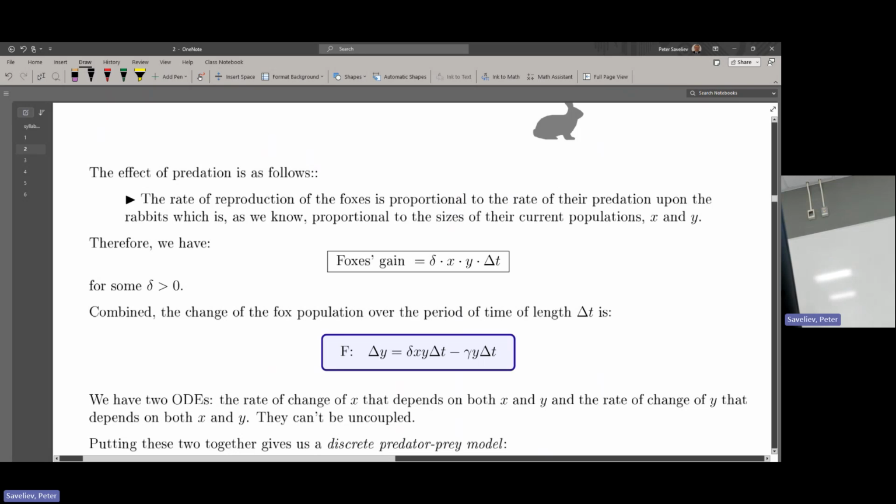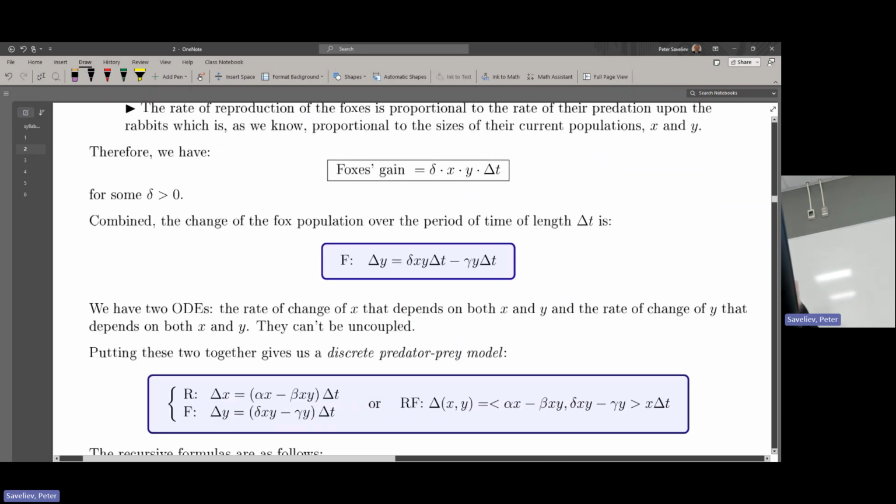Rabbits are eaten by foxes, and the more foxes, the more rabbits are eaten, and so it goes back and forth. It cannot be eliminated unless, from the beginning, you assume that there are no foxes or there are no rabbits. Otherwise they always coexist. That's the thing about it.